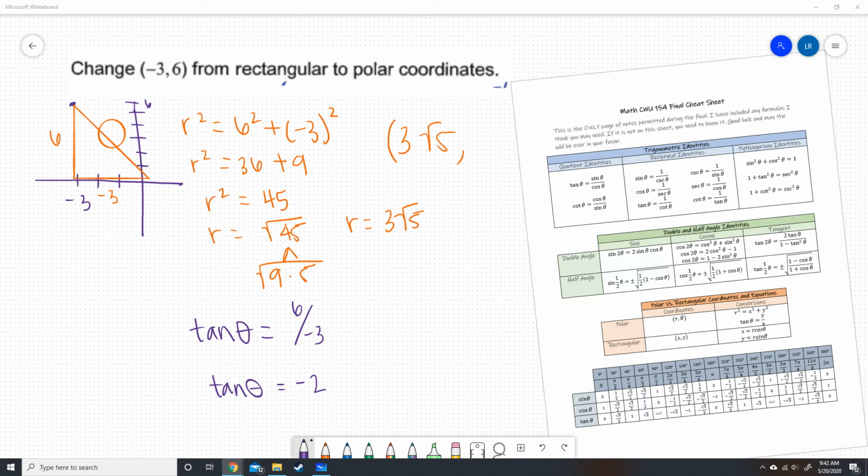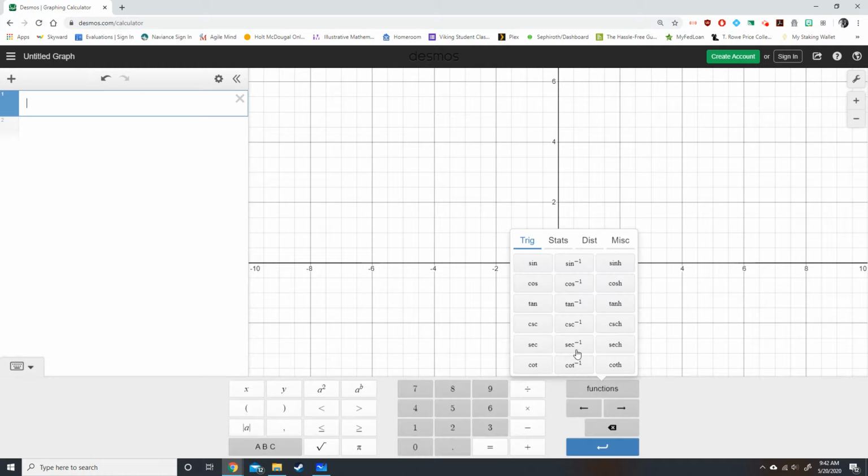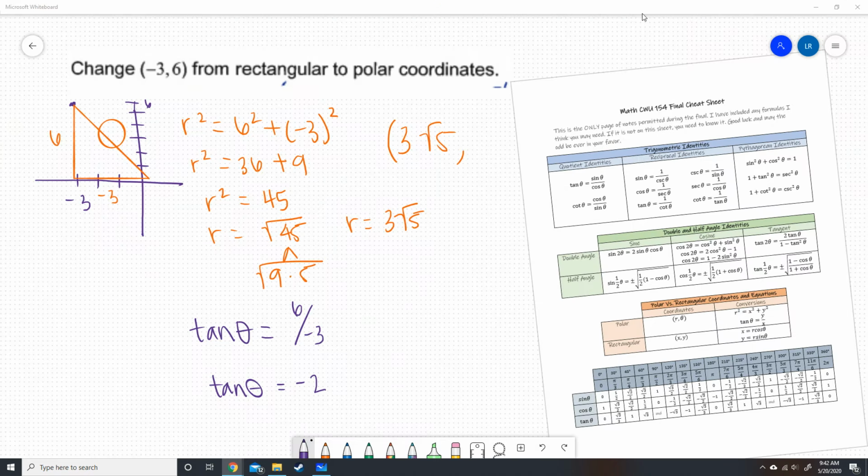We can do this either in degrees or in radians. Because this is not an exact radian, it might be easier to do this one in degrees. Degrees might make a little bit more sense. So I am grabbing Desmos right now. I'm going to change this into degrees just because I know that this one is not an exact radian. And I'm going to say, okay, what is the inverse tangent of -2? And I get -63.4 degrees.